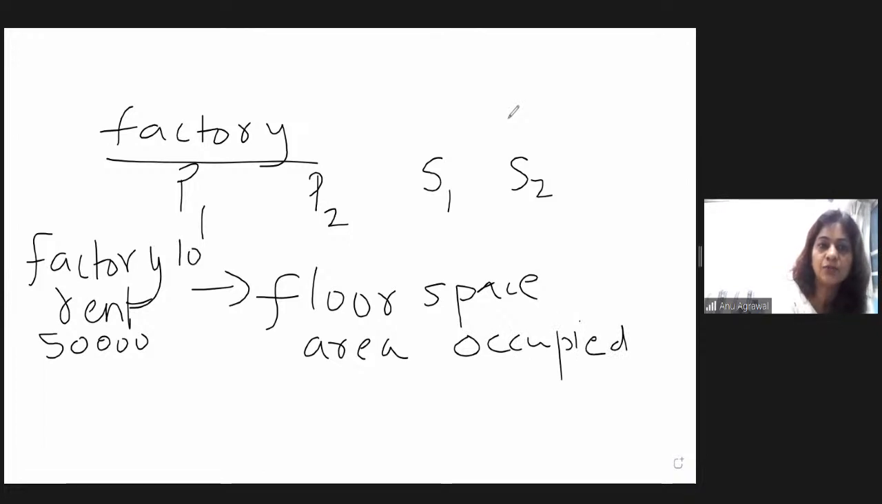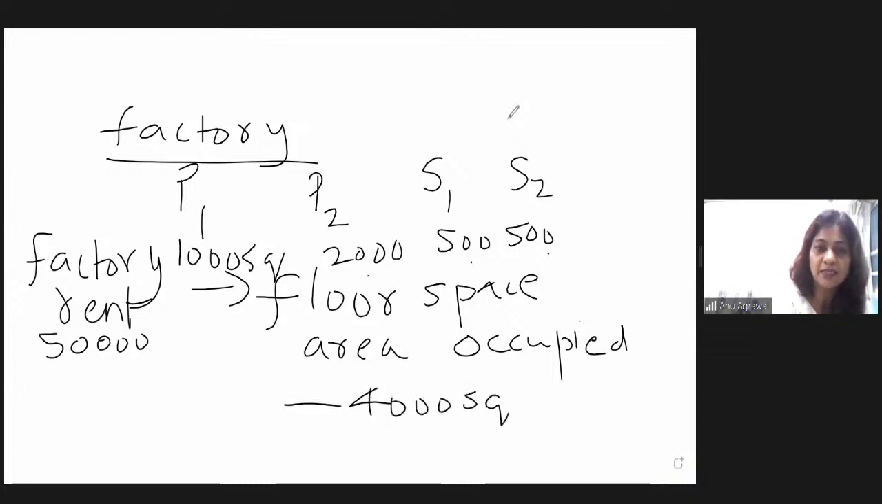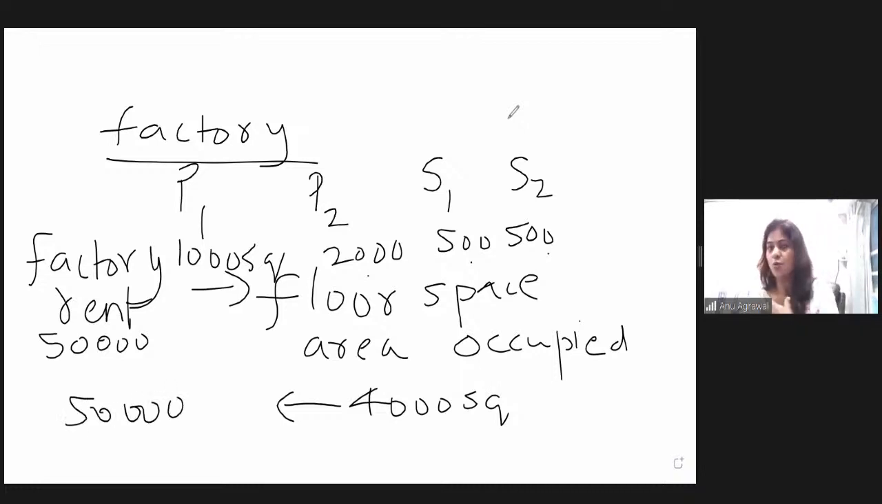For example, P1 occupies 1000 square feet. P2 occupies 2000 square feet. And S1 occupies 500 square feet. And S2 occupies 500 square feet. That means, in totality, total area inside the factory is how much? 1000 plus 2000 plus 500 plus 500. How much is it? It is 4000 square feet area. That means this rental of 50,000 is for this whole 4000 square feet area.